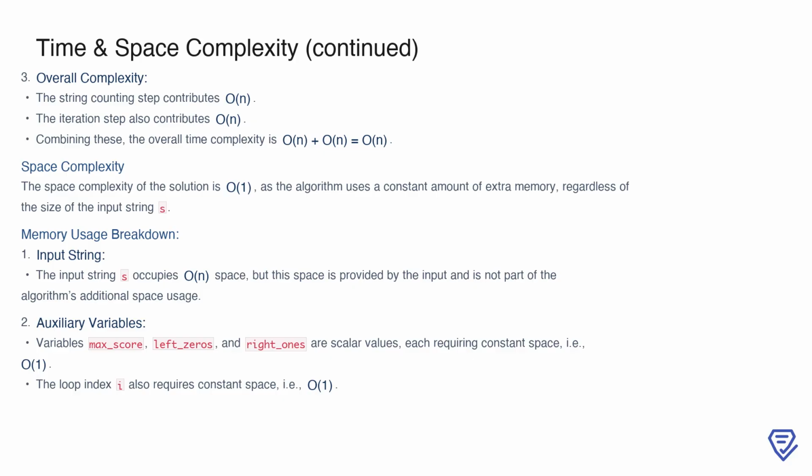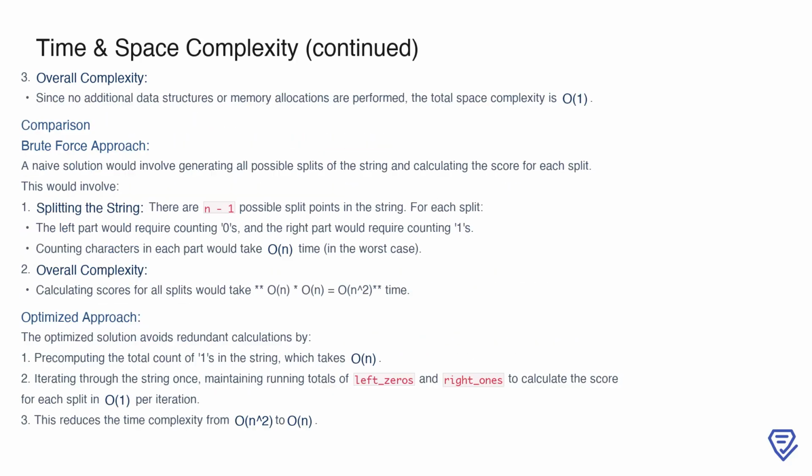Now, shifting to space complexity, the solution requires a constant amount of extra memory, regardless of the length of the input string. While the input string itself occupies O(n) space, this is provided externally and does not count as additional space used by the algorithm. The only extra memory used is for auxiliary variables, such as max_score, left_zeros, right_ones, and the loop index i. Since each of these is a scalar, they each require O(1) space. This ensures that the total space complexity of the algorithm is O(1). With no additional data structures or memory allocations, the overall space complexity remains O(1).